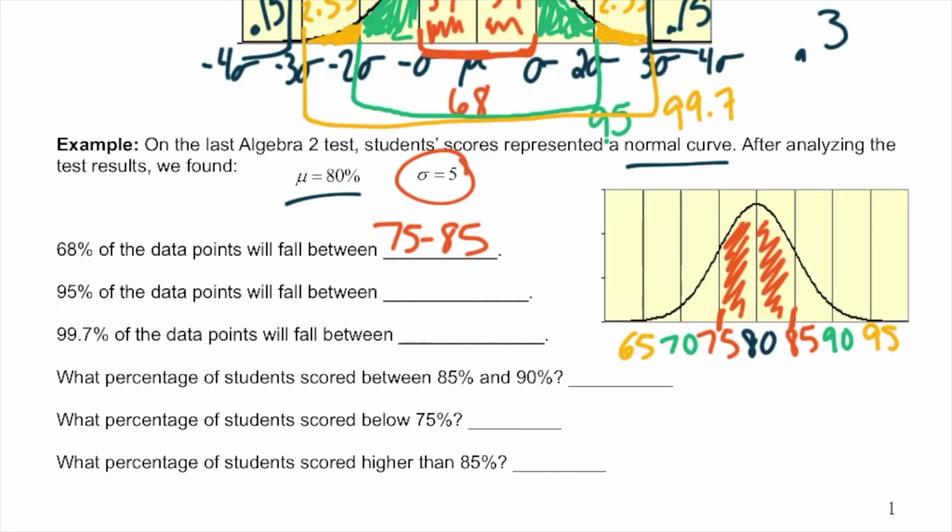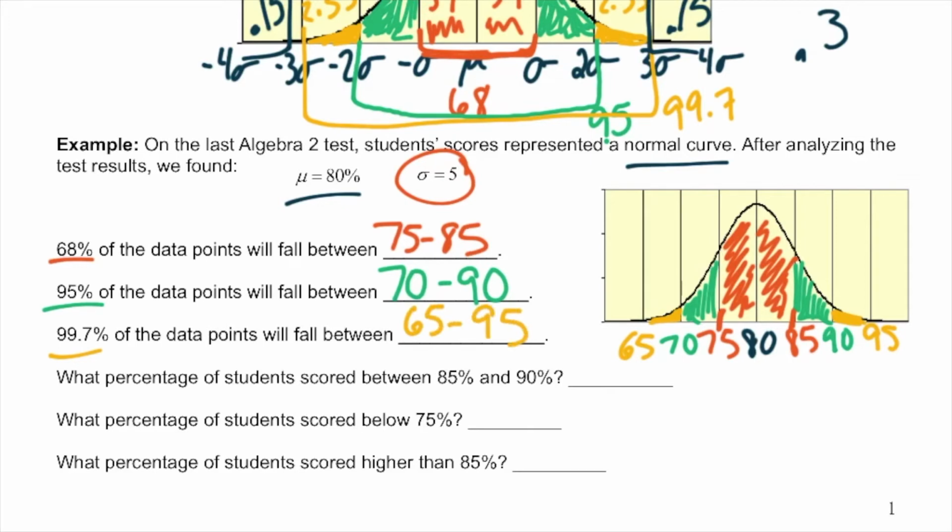Next up, we're talking about 95% of the data falling between the next section. So we already have the 68 that's been talked about, but 95 is going to be between 70 and 90. So we said 68% was within 1 standard deviation. We now have 95% within 2 standard deviations. So in that third chunk, 99.7 is going to be within 3 standard deviations. So that's going to be between 65 and 95.